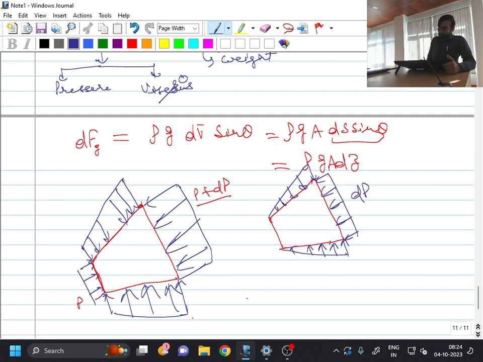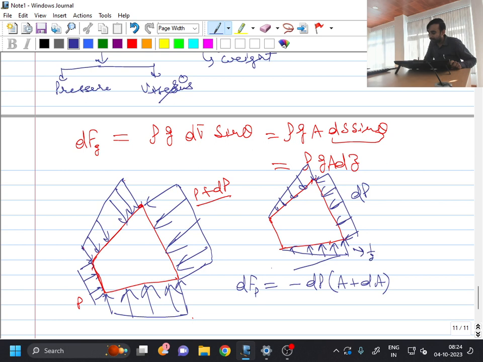So what will be the force because of the pressure now? dF because of pressure will be minus dP times the area A plus dA. And this linearly varying pressure will have an average value of half of dP, because one end is 0, the other end is dP, and it is linearly varying. So the average pressure will be half of dP, so plus half of dP.